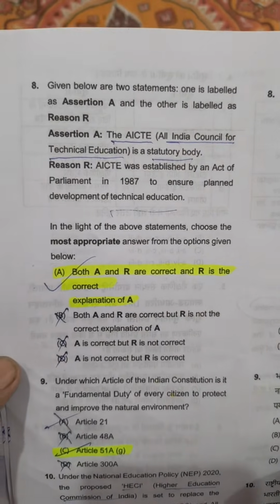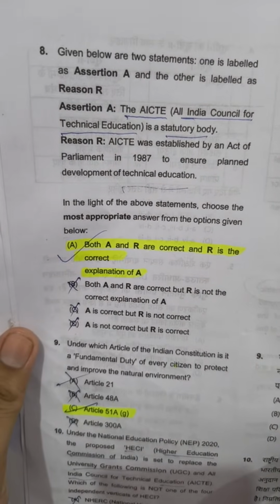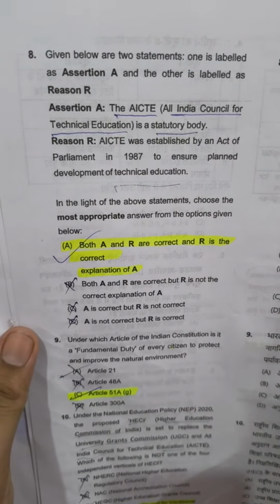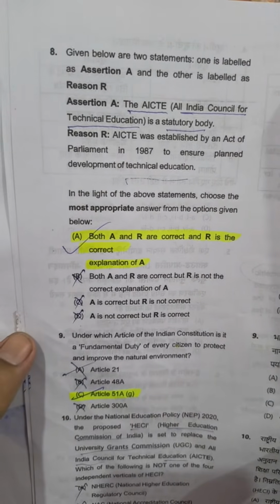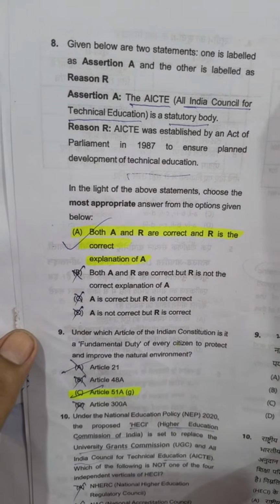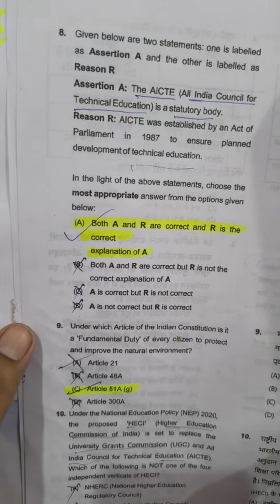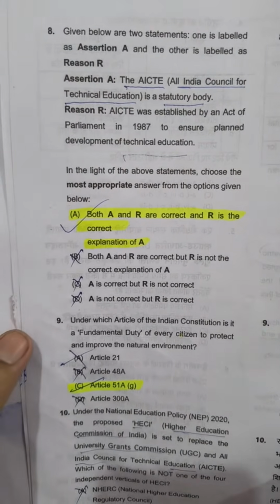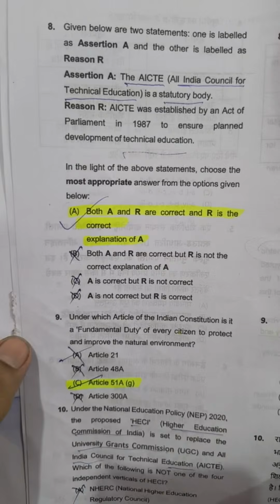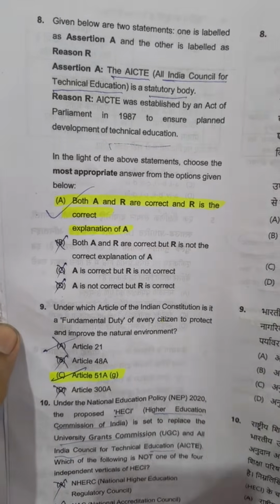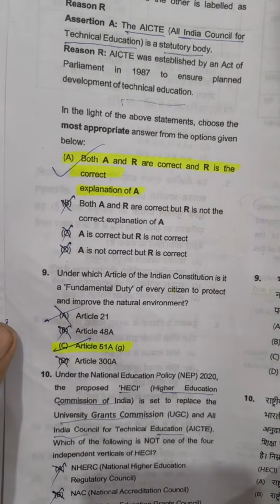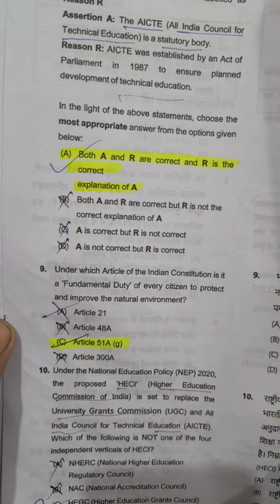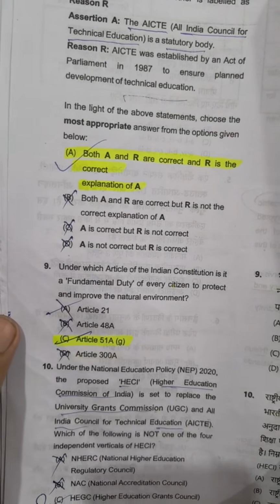Question number 8. Given below are two statements, one labeled as assertion and the other as reason. The AICTE, All India Council for Technical Education, is a statutory body. AICTE was established by an act of Parliament in 1987 to ensure planned development of technical education. So the answer will be both A and R are correct, and R is the correct explanation of A. Question number 9: under which article of the Indian Constitution is the fundamental duty? So we all know that it is Article 51A.